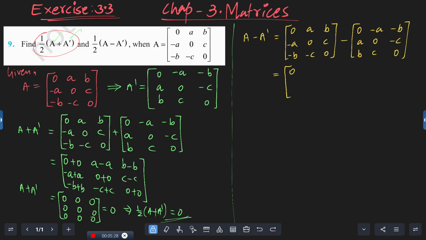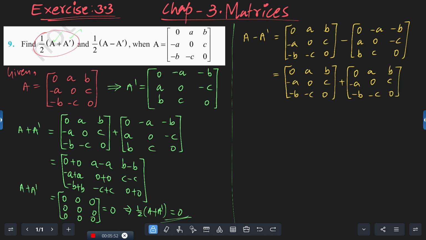So 0 a b, minus a 0 c, minus b minus c 0. If you do the scalar product now, what I'm getting is the opposite sign of whatever we have inside the matrix. Okay. So 0 minus a minus b, plus a 0 minus c, plus b plus c 0.